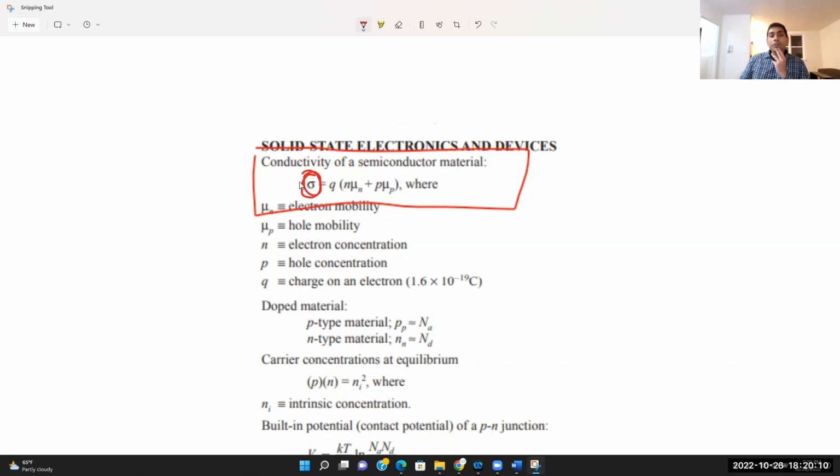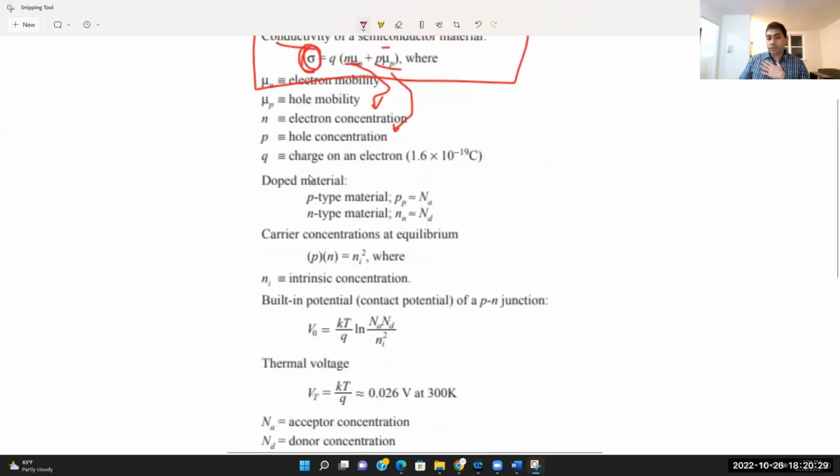You're trying to figure out how much the conductivity of the semiconductor is. As I said, the reason why we dope it is to increase the conductivity. So obviously now you can see that the conductivity is increased depending on the concentration of the electrons and the concentration of the holes. When you multiply it with the mobility, you can figure out the conductivity.